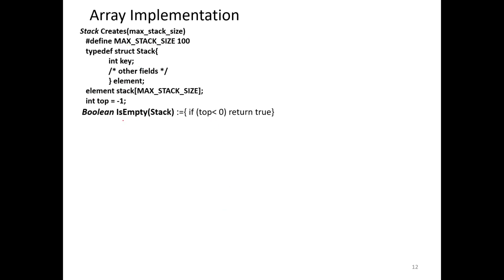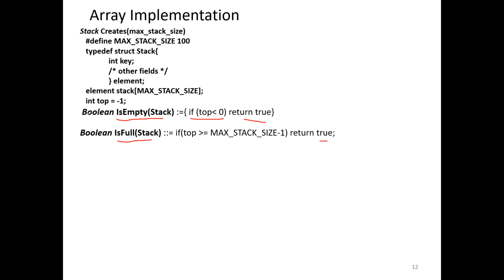Now, one more function, that is the empty function. If top value is less than 0, as I told, top value is -1, that indicates that the stack is empty, so return true. If top value is less than 0 or top value is -1, return true. In the same way, another ADT function, full, should return true. These are not exact C programs.